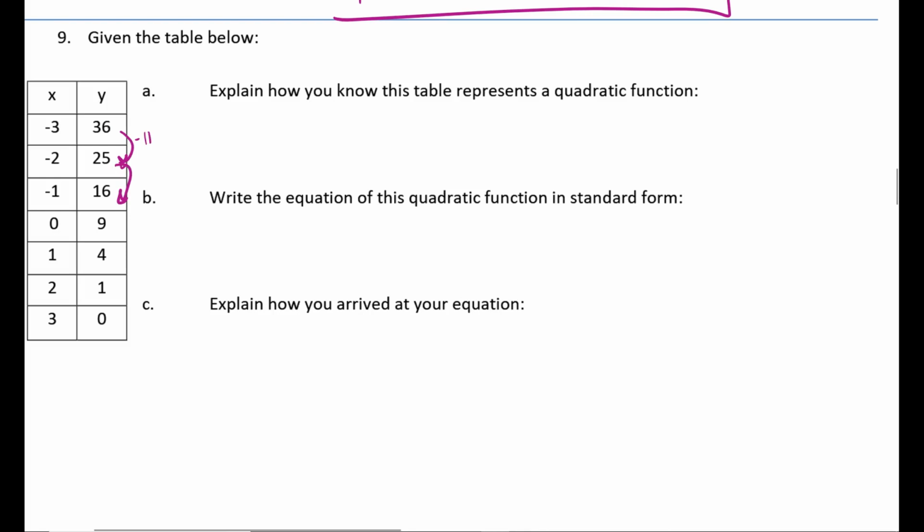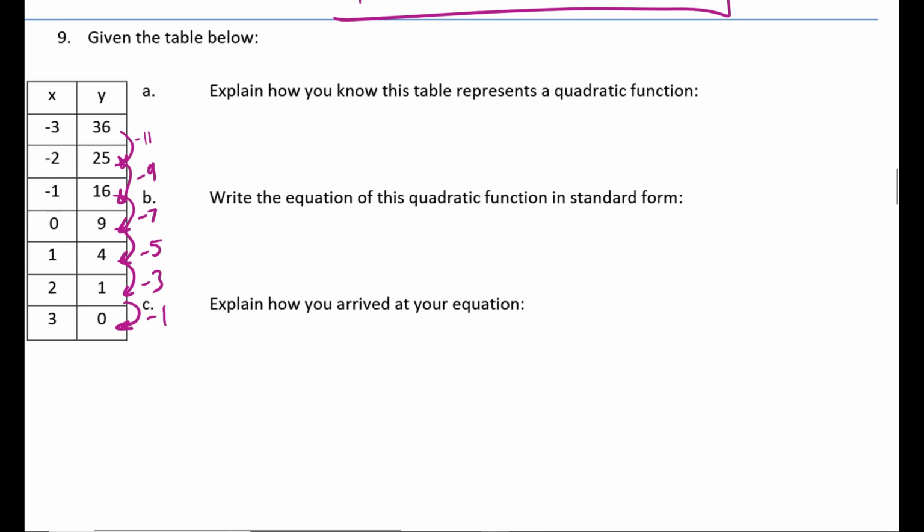And then to get from 25 to 16, I went down 9. And then to get from 16 to 9, I went down 7. Then I went down 5. Then I went down 3. And then I went down 1. So this is our rate of change between each of the sets of points. So if this rate of change was constant, this would represent a line.